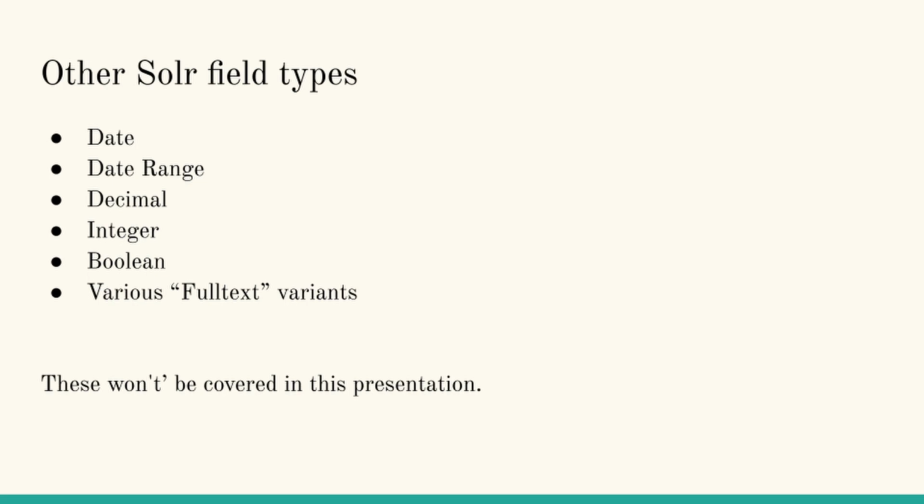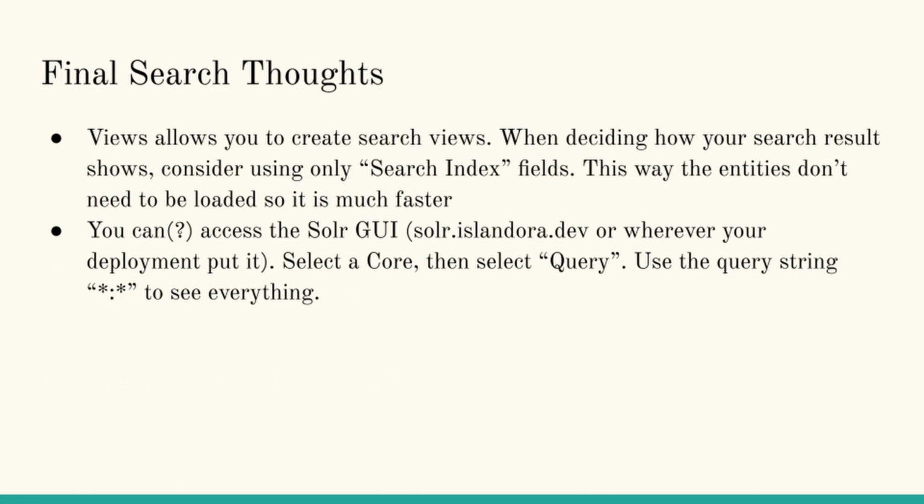I won't talk too much about the rest of this. So if you are creating a view for your search, it'll be faster if you use the search index versions of the fields in your view. That means it's coming directly out of Solr, and it doesn't need to load the Drupal entity in order to find out what those are.